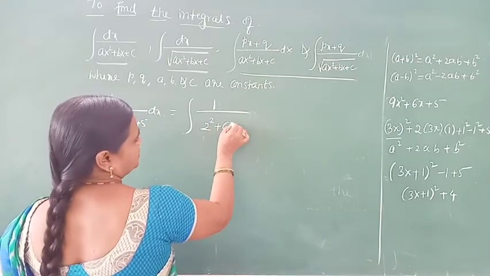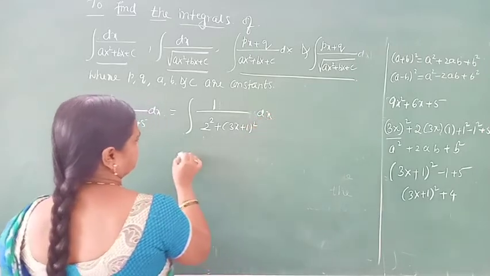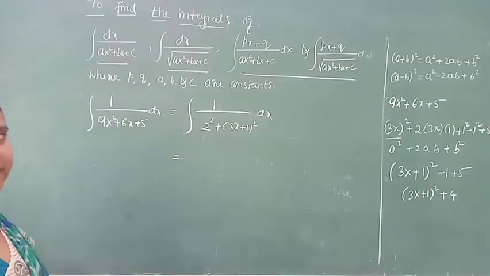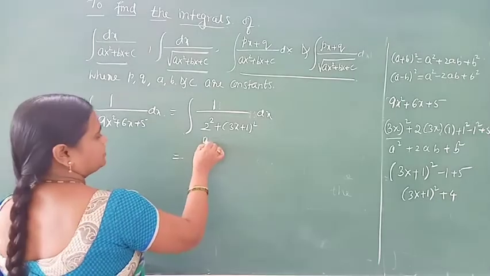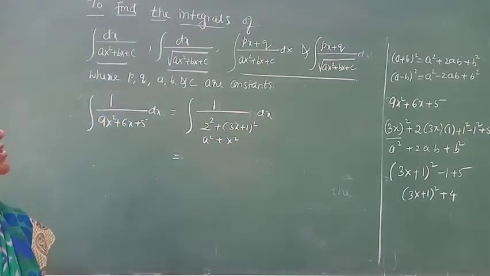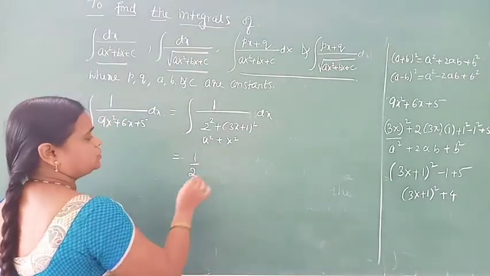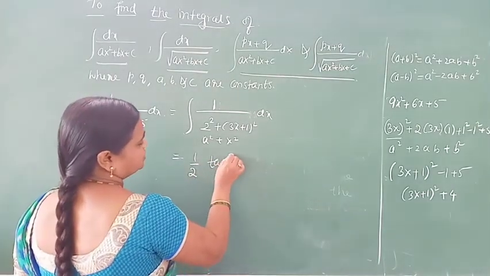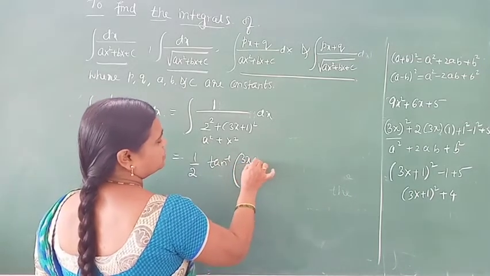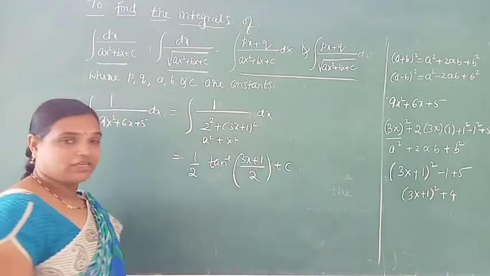2 square plus 3x plus 1 the whole square dx. And this is again in the form of 1 divided by a square plus x square. And we have the formula 1 divided by a square plus x square is 1 by a tan inverse x by a, that is 1 by 2 tan inverse of 3x plus 1 by 2 plus c. But our answer is wrong.